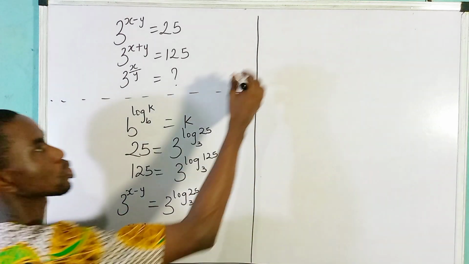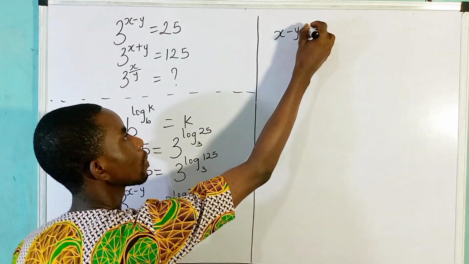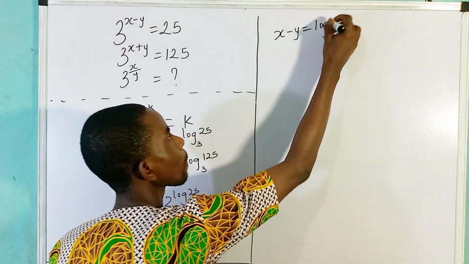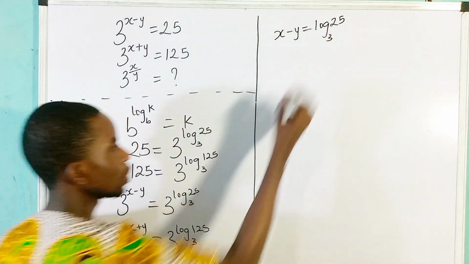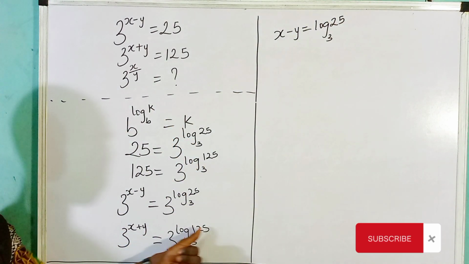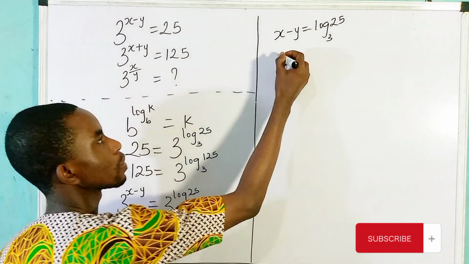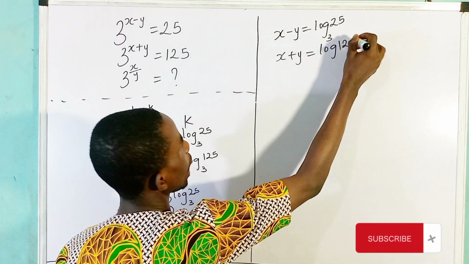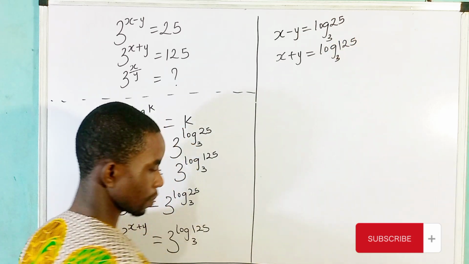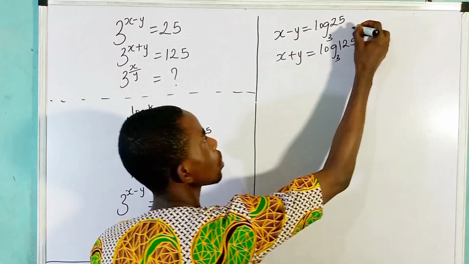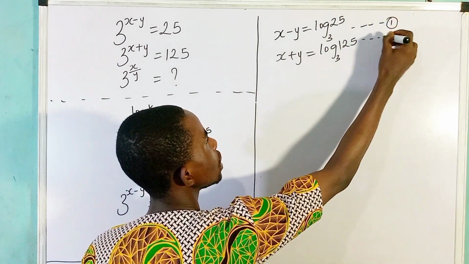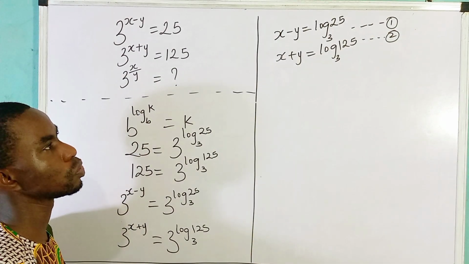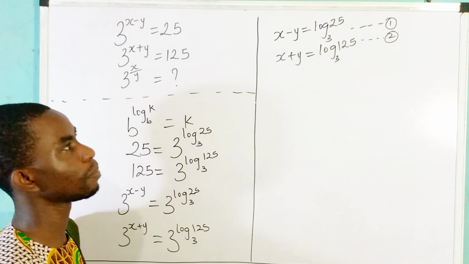So we have x minus y equals log 25 base 3. Also, we have x plus y equals log 125 base 3. I'm going to call this equation 1 and this equation 2. So now what do we do? I'm looking for x and y, remember?